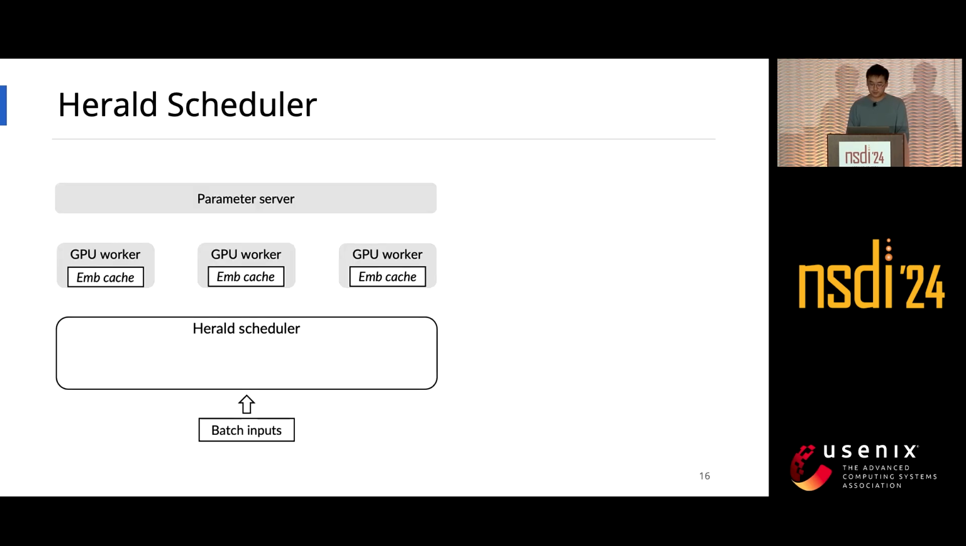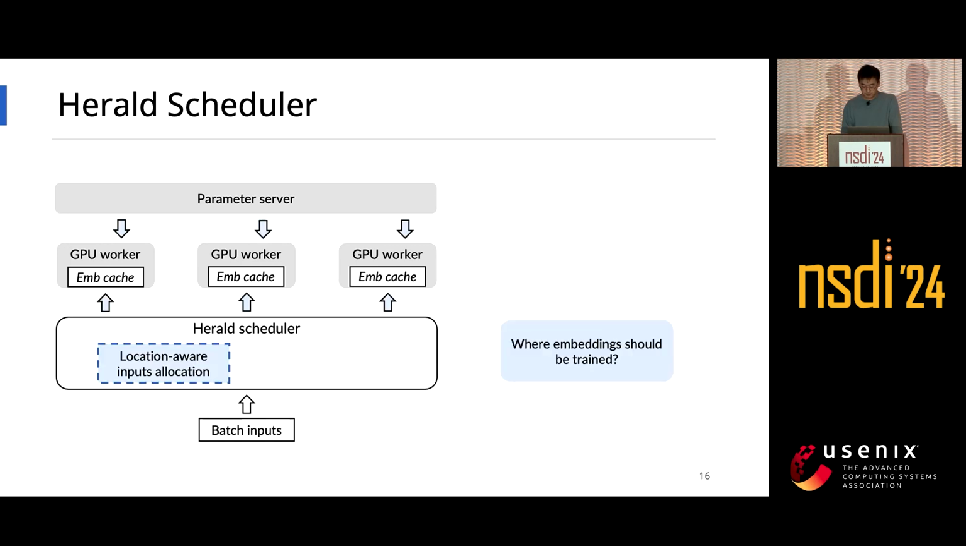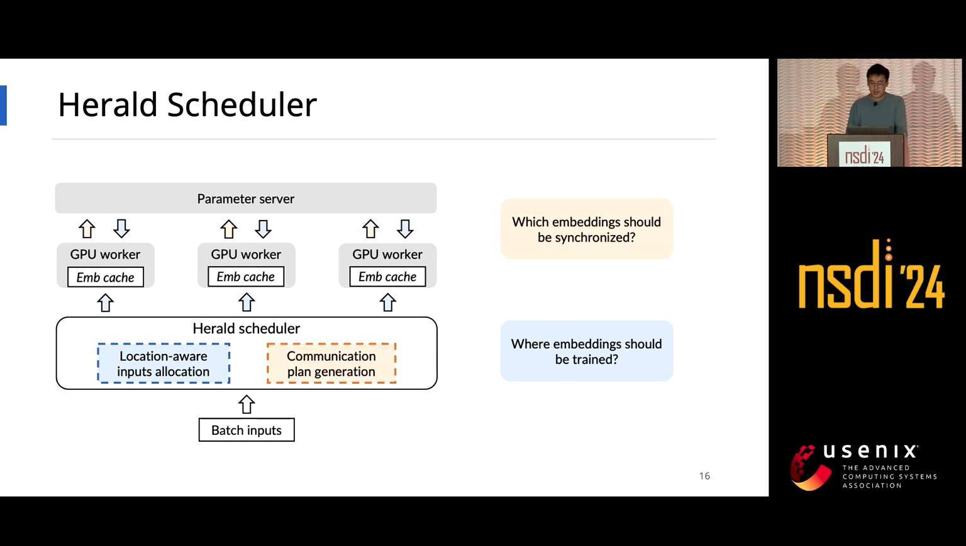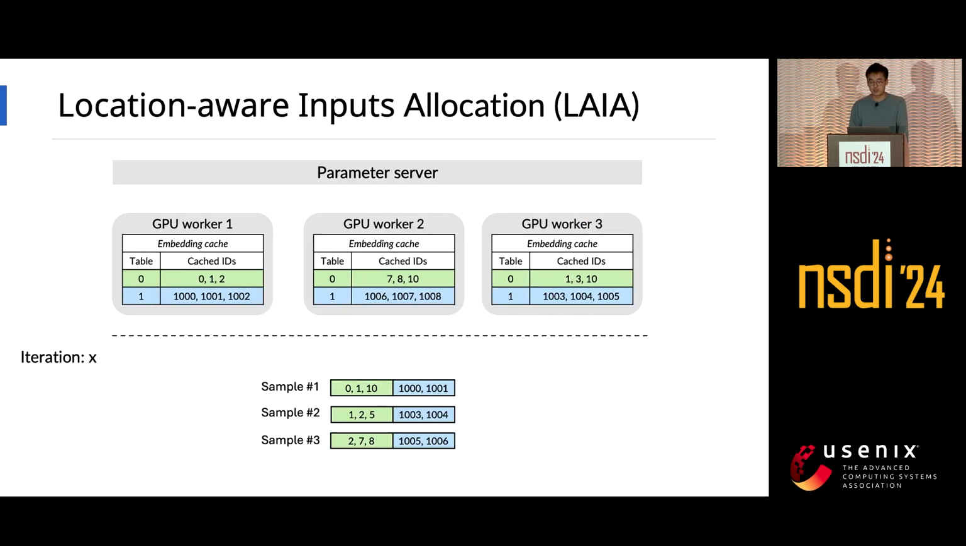According to our scheduling philosophies and motivation for the online scheduling, we designed Herald to incorporate embedding scheduling into the recommendation model training. Herald is a plugin of the data loader. The previous challenges are addressed with a decoupling idea. In general, it applies the location-aware input allocation to determine where embeddings should be trained. And it contains a process to generate the communication plan to answer which embeddings should be synchronized, to figure out the embedding dependencies among the workers.